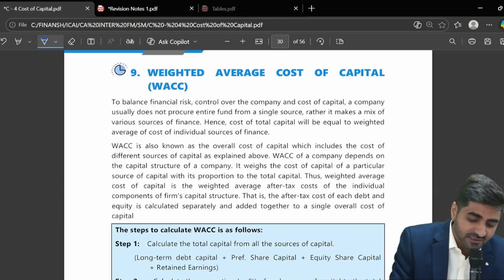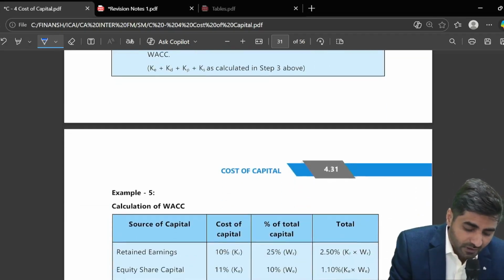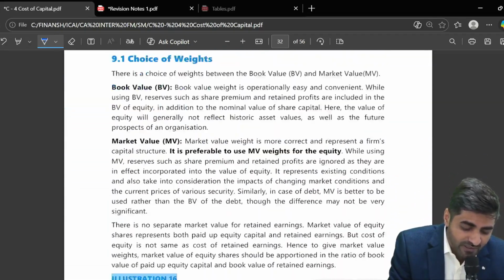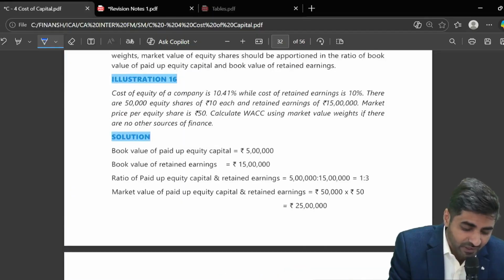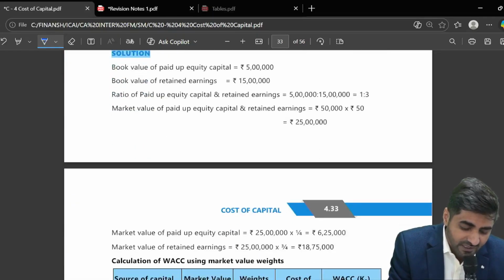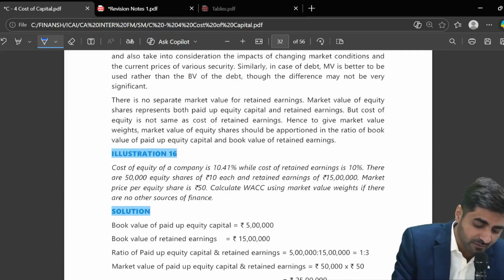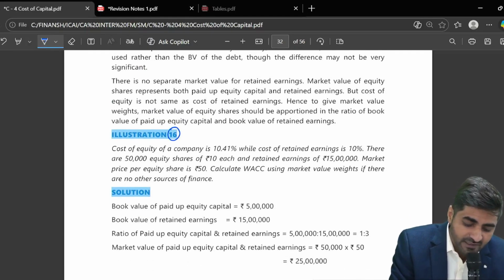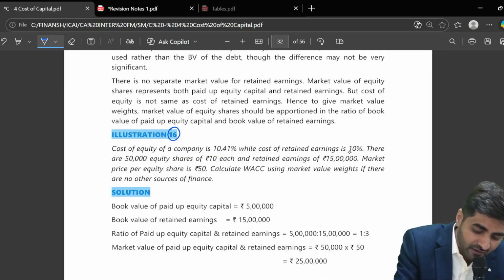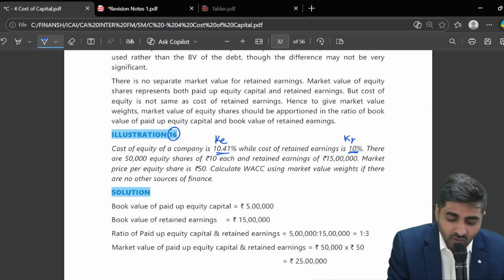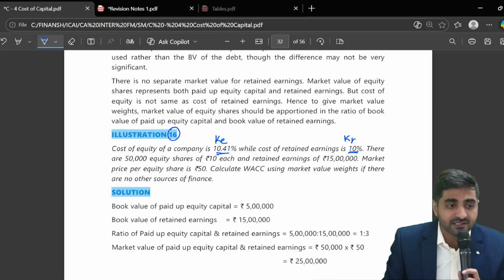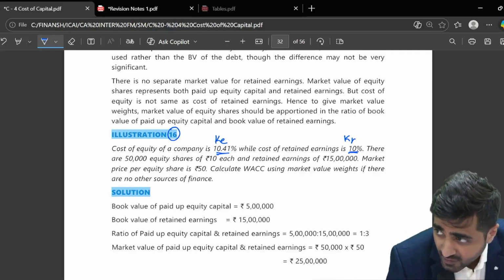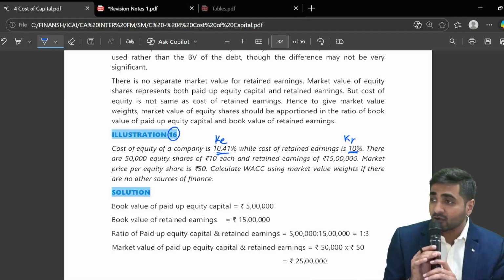See, here we have to check whether there are book value weights, market value weights, or marginal value weights. But before that, first let us read your illustration number 16. Cost of equity of a company is 10.41% and cost of retained earning is 10%. Here in this particular case, are KE and KR different? So in market value weights, are we going to consider KE and KR both separately? Yes or no?